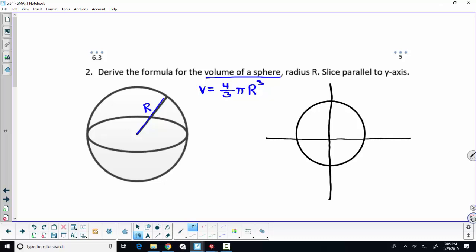And we're told to slice parallel to the y-axis, just so we're not left wondering. So we're going to slice parallel to the y-axis. This time our slices have a thickness in the x direction. So everything in terms of x. What's the equation of my circle that we're dealing with over there? Whatever r is, it's not given.